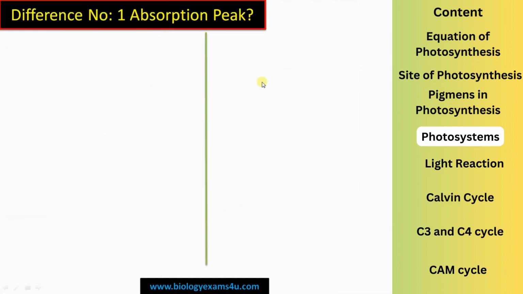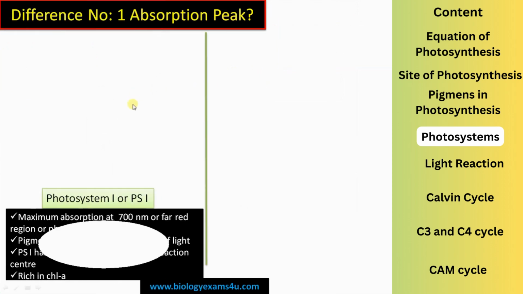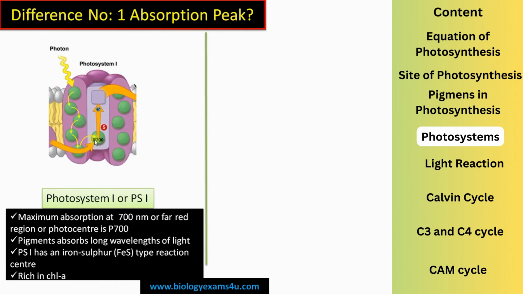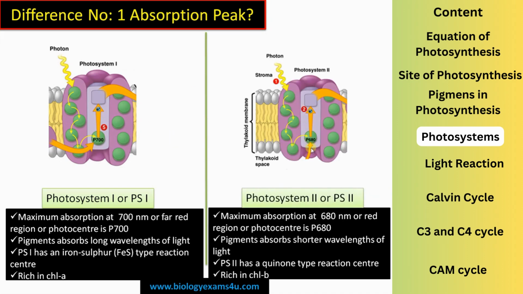First of all, starting with the difference in absorption peak. In photosystem 1, maximum absorption is at 700 nanometer, the far red region of light, or it absorbs longer wavelengths of light, and it has an iron-sulfur type reaction center and is rich in chlorophyll A. In the case of photosystem 2, the maximum absorption peak is at 680 nanometer. It has a quinone type reaction center and is rich in chlorophyll B.